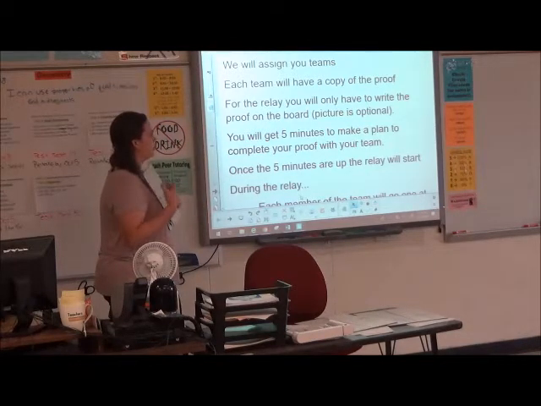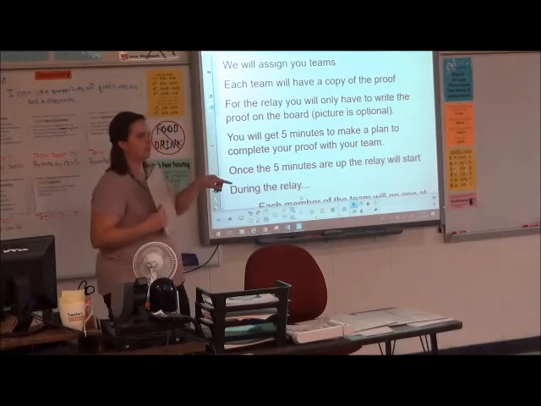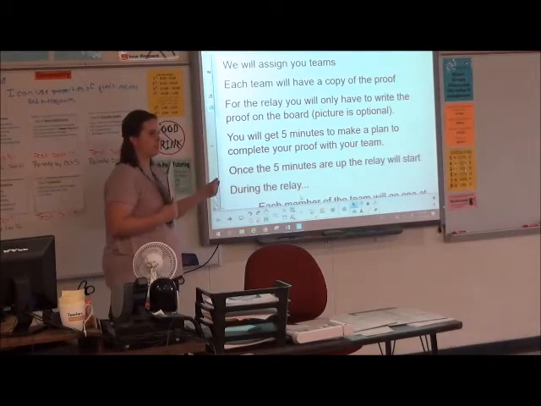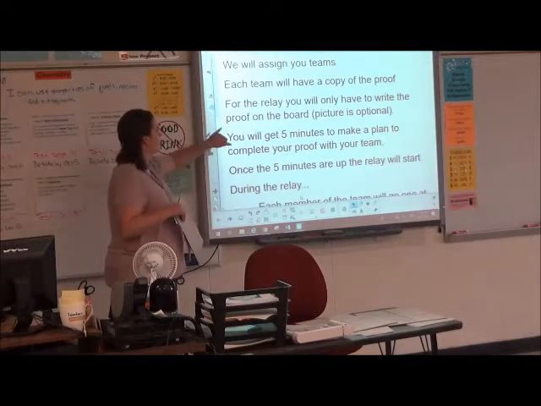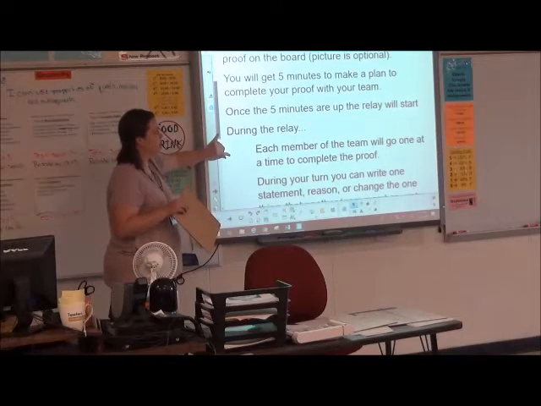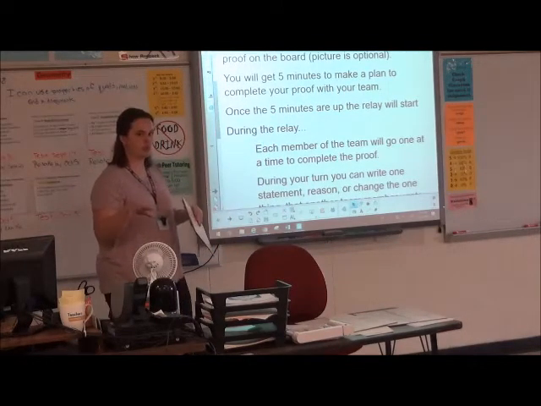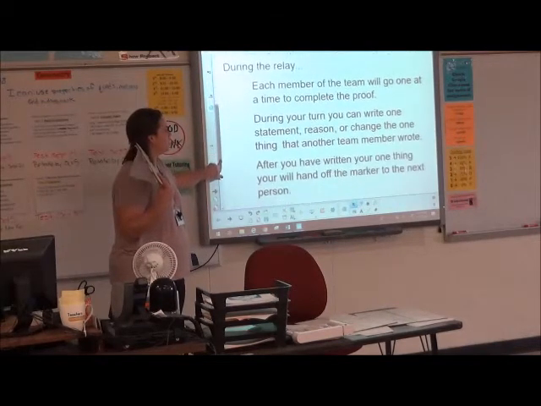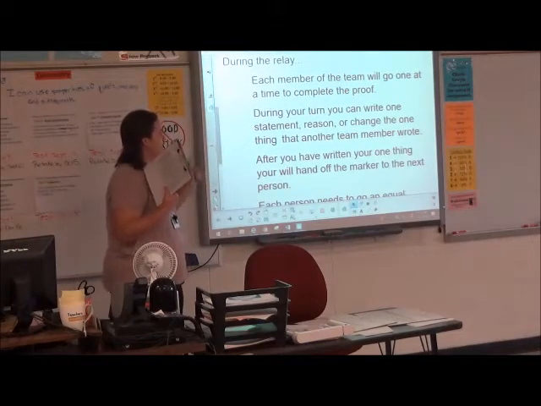And then for the relay race, the only thing you have to write on the board is the proof. You don't have to draw a picture, but you can. But if you're going to label your angles, like 1, 2, 3, 4, like we've been doing, you have to draw a picture and put where the angles are so we can see it. You'll get about 5 minutes before we start to make a plan for your proof with your team, so everybody knows where we're going. Once the 5 minutes are up, the relay starts. During the relay, each member of your team goes one at a time to complete the proof.